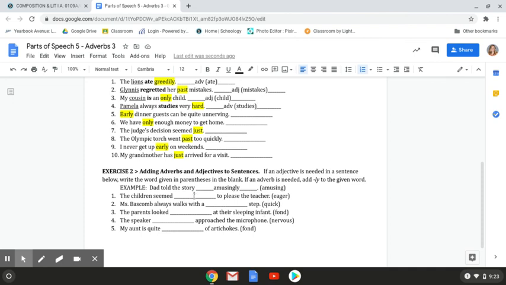The children seemed eager to please or eagerly to please. Definitely eager. Ms. Bascombe always walks with a quick step or a quickly step. A quick step. The parents looked fond at their sleeping infant or fondly. Definitely fondly. Do 4 and 5 on your own.